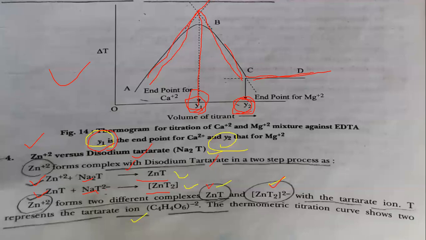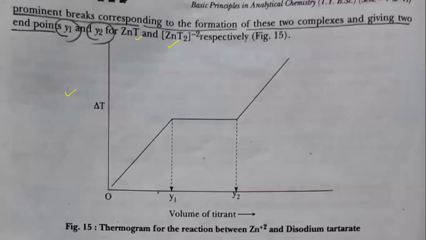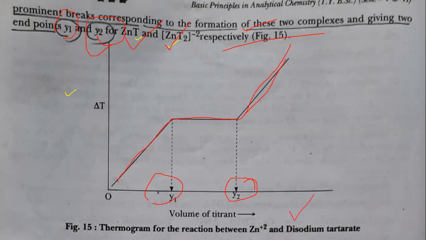The thermometric titration curve shows two prominent breaks corresponding to the formation of these two complexes, giving two endpoints, Y1 and Y2. Y1 is for ZnT and Y2 is for ZnT2 2-, respectively. This way you can see the graph first shows an increasing curve, then it remains steady, and then again starts to increase, showing a positive change. So Y1 and Y2 indicate the formation of ZnT and ZnT2 2- with the disodium tartarate salt.